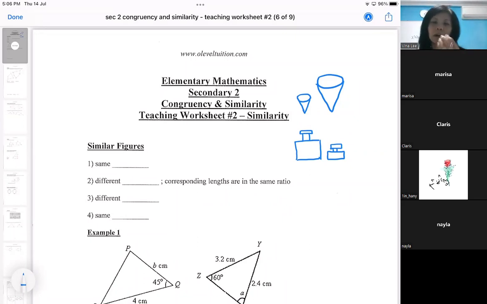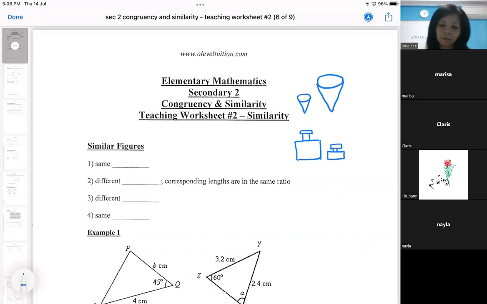So ice cream cone, there is the full-size cone, and we also have the mini cone. If you have not seen the mini cone, next time you go to the supermarket, take a look. There are mini cones and bigger cones. So what are the features of similar figures? We are very good with congruent figures already. Congruent figures, we just match everything.